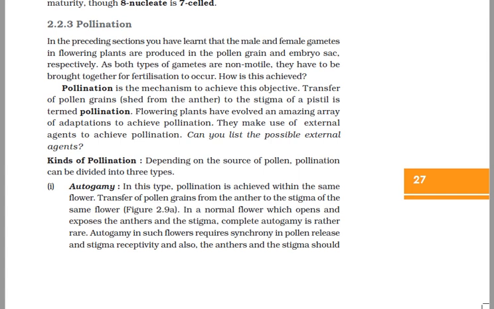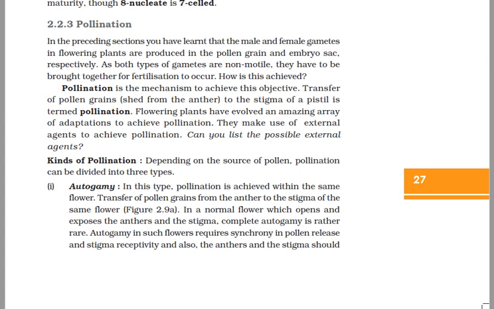So first of all, I would like to tell you about the types of pollination. The first one is autogamy. From the term itself you can tell that auto means self, and it is also termed self-pollination. Self-pollination is the transference of pollen grains from anther to stigma of the same flower or to the stigma of another flower borne on the same plant. That means self-pollination can be on the same flower or between two flowers of the same plant.